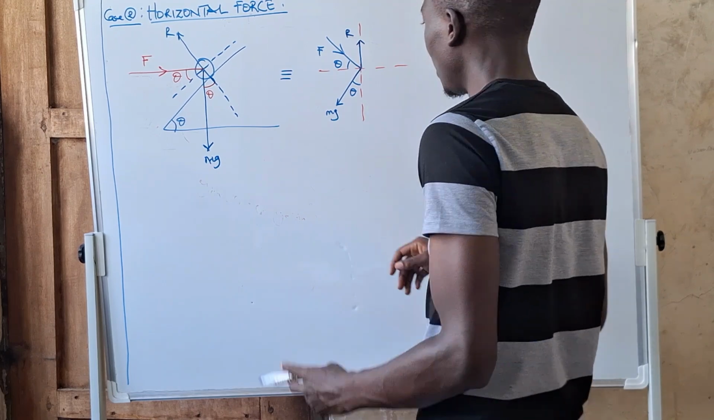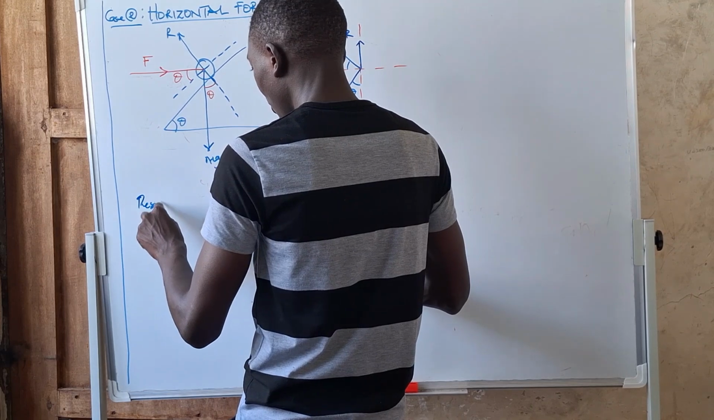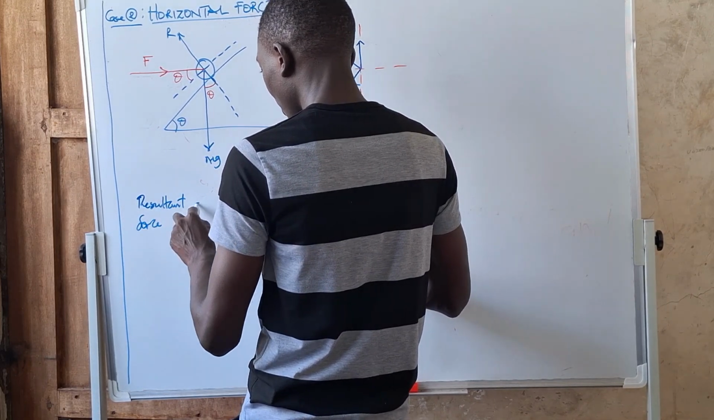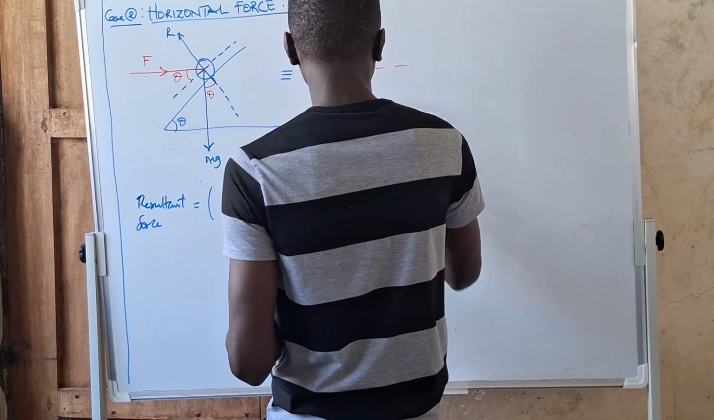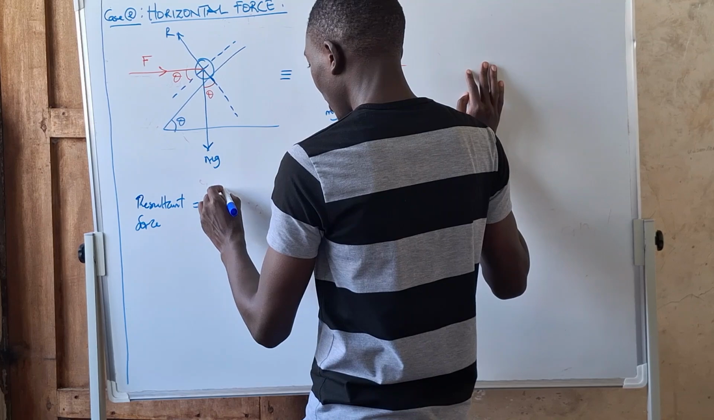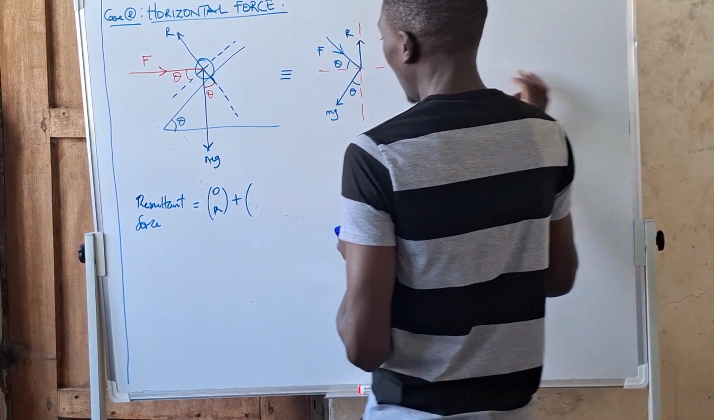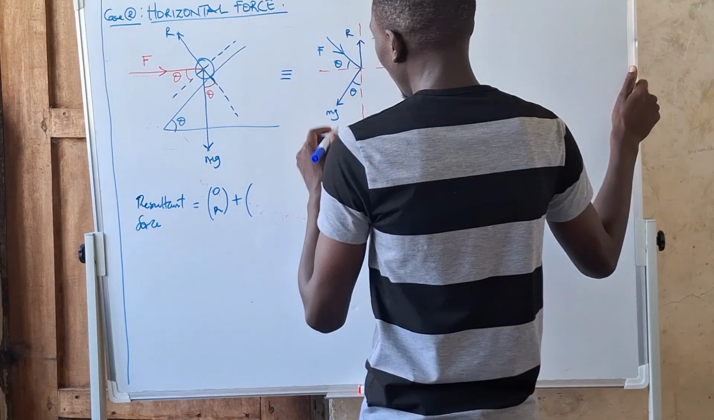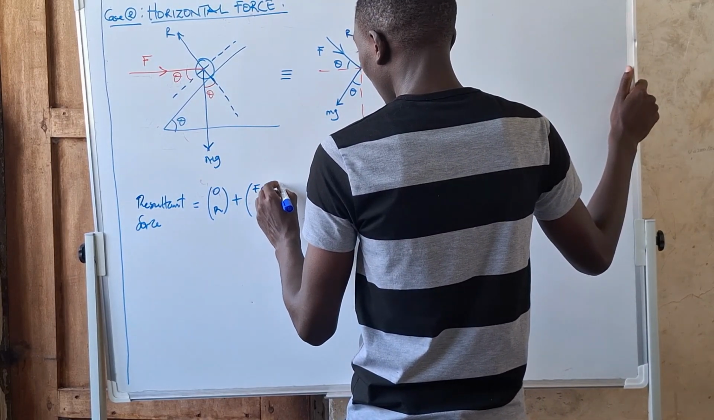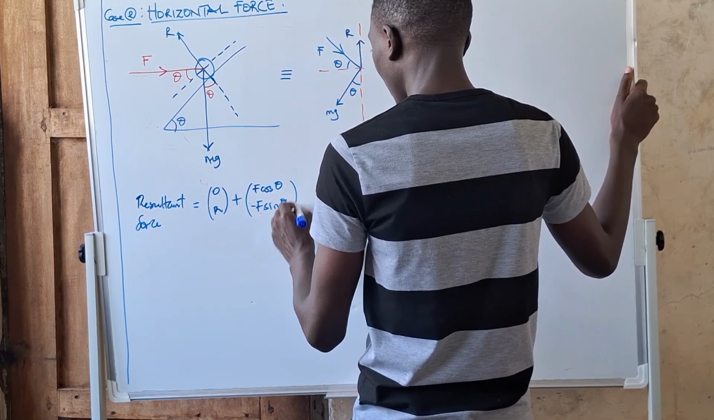So now, after doing this, definitely what can the student do? The student always is supposed to find the resultant force. So we come and look at the resultant force. What is the resultant force going to be? So you can start with the reaction. That's going to be 0, R. Then you have your F. The F is going to be positive horizontally. That is F cos theta, and vertically is negative F sin theta.